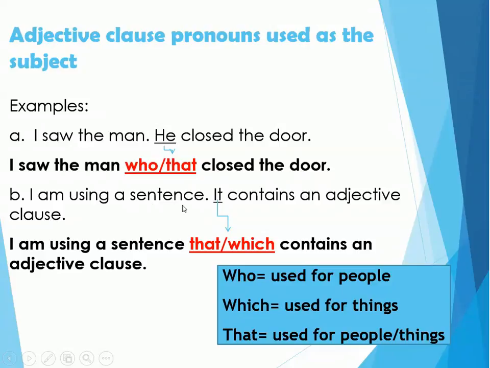I am using a sentence. It contains an adjective clause. Sentence number 1, sentence number 2. I am using a sentence that or which contains an adjective clause. So if you notice these two relative pronouns, they are being used as subject, okay? Now remember, who is used for people, which is used for things, and that can be used for people or things.